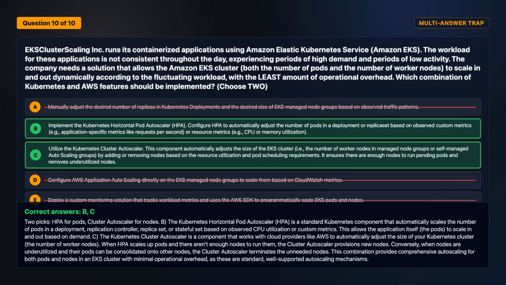C. The Kubernetes Cluster Autoscaler is a component that works with cloud providers like AWS to automatically adjust the size of your Kubernetes cluster, the number of worker nodes. When HPA scales up pods and there aren't enough nodes to run them, the Cluster Autoscaler provisions new nodes. Conversely, when nodes are underutilized and their pods can be consolidated onto other nodes, the Cluster Autoscaler terminates the unneeded nodes. This combination provides comprehensive auto-scaling for both pods and nodes in an EKS cluster with minimal operational overhead, as these are standard, well-supported auto-scaling mechanisms.